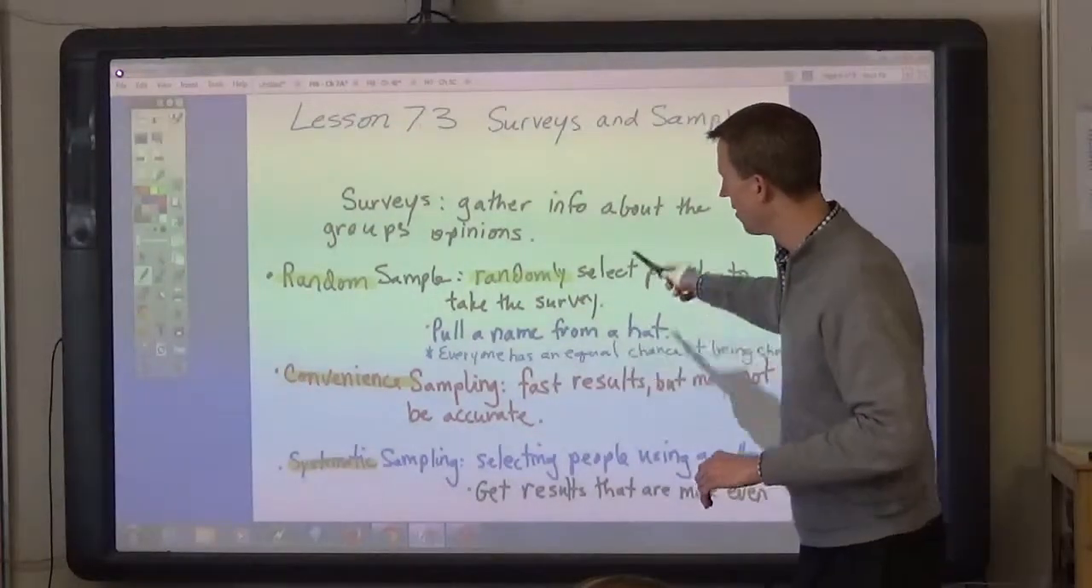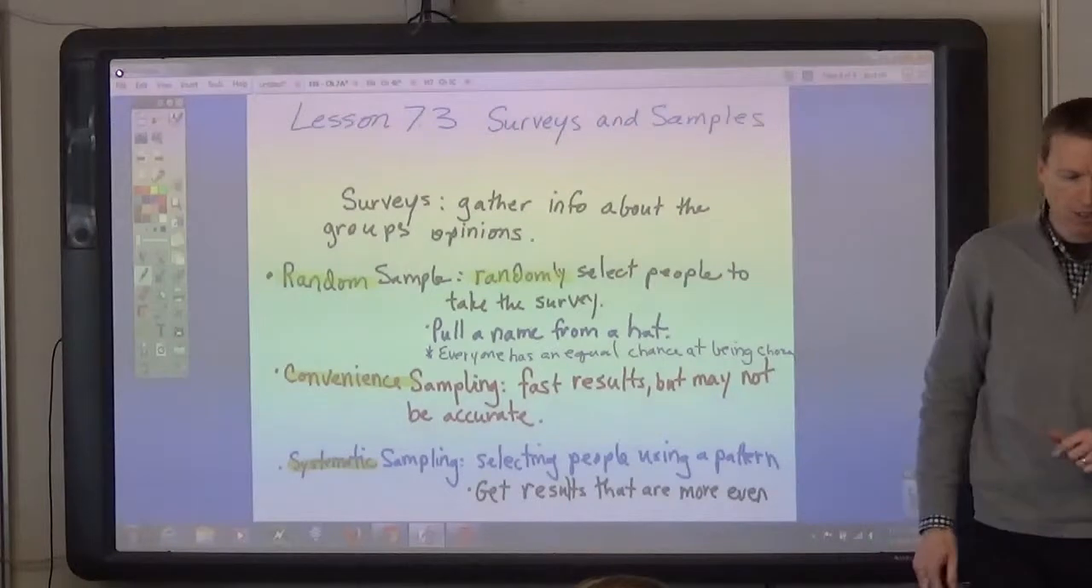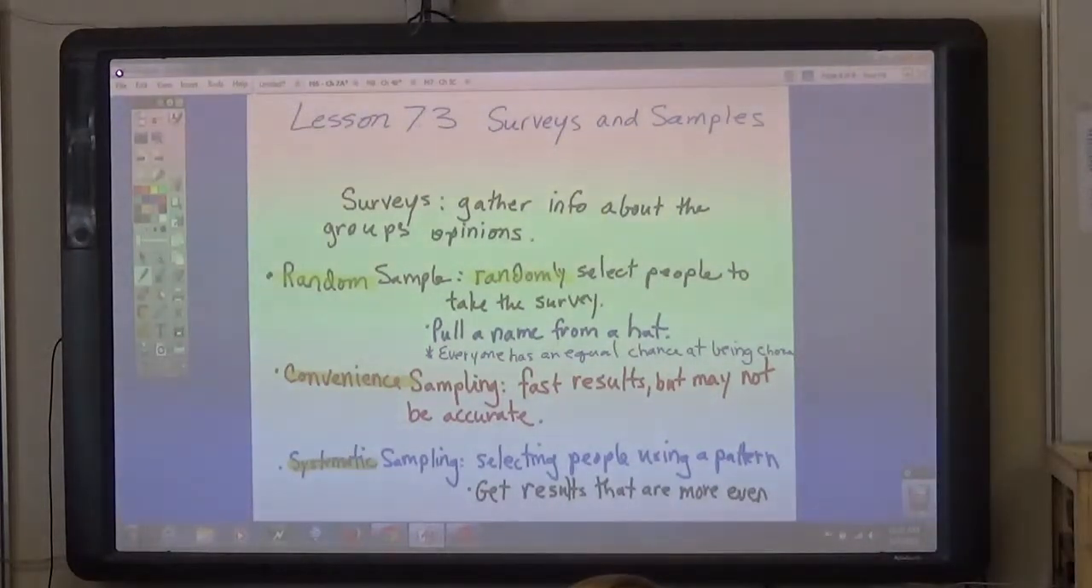Any questions about any of these samples? Any of these survey types? So, in the worksheet, you're going to be answering some questions. You're going to be looking at some situations and deciding, is this a random sampling type? Is this a convenience sampling type? Or is this a systematic sampling? Okay?